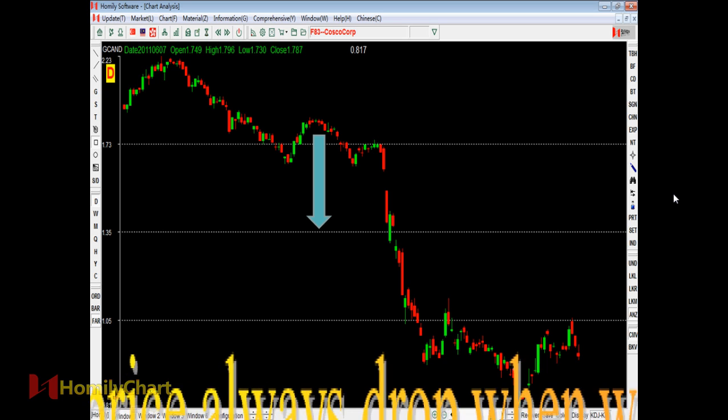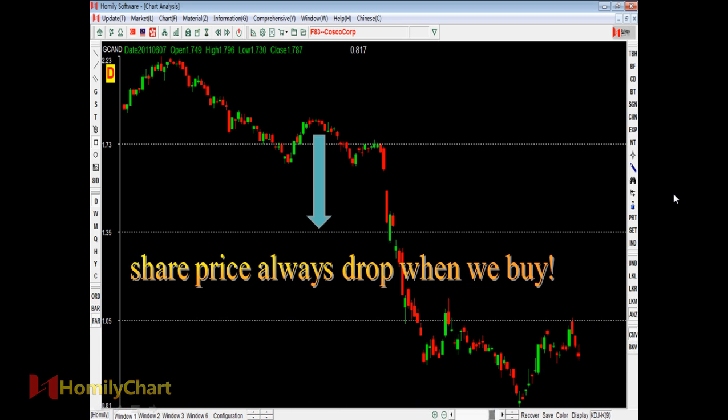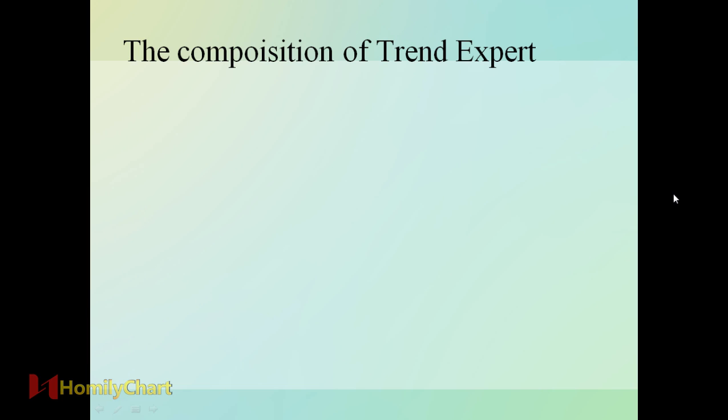So many investors will think about this question: share price always drops when we buy. So maybe if you buy the shares, the price will go down. If you sell the shares, then the price goes up. So why? Because we don't have a good method to judge the trend. Okay, so I will teach you this function. It's called Trend Expert. Firstly, let's see the composition of Trend Expert.